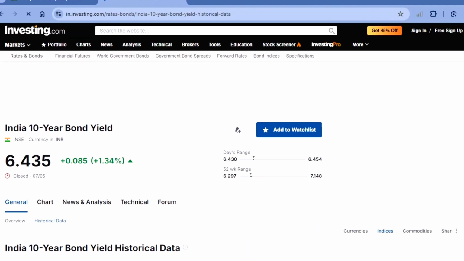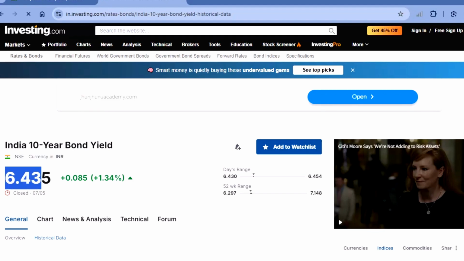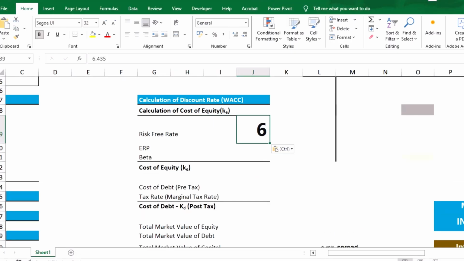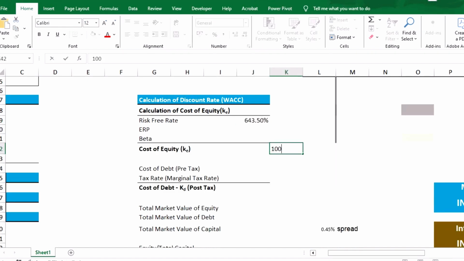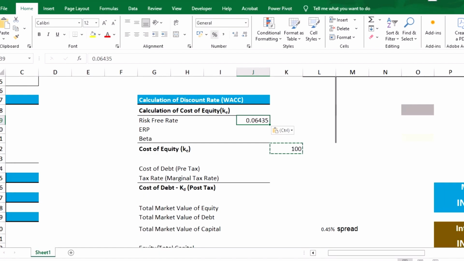This is the risk-free rate. Directly pick from here. Just a minute. Okay, so this is our risk-free rate. I will just pick it over here. So this is our risk-free rate, which is the 10-year government bond yield, which is considered to be risk-free. So we take this.